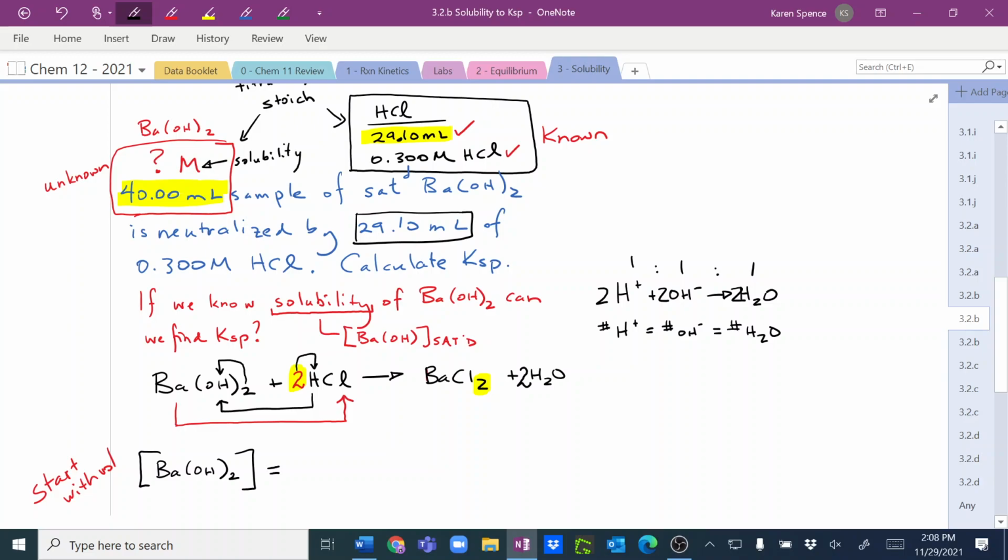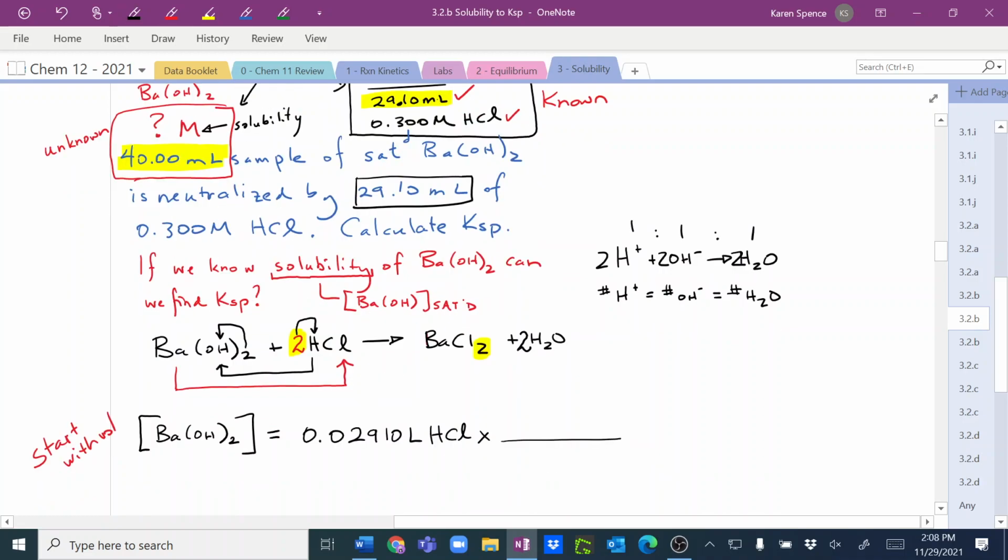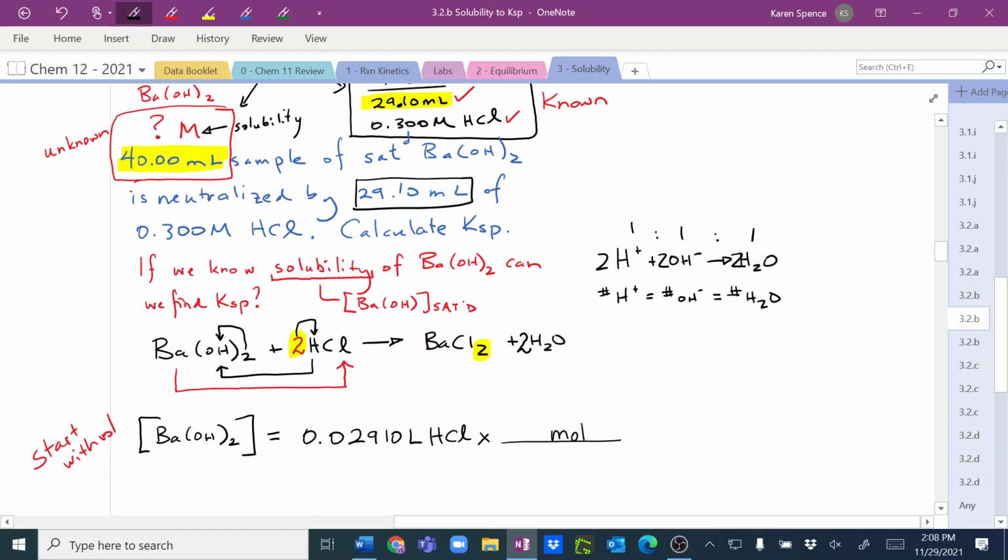Okay. So let's start with our liters, 0.02910 liters, and that's of my HCl. And I want to first find the moles of HCl. So we need to cancel liters. Do I know the moles per liter of HCl? Yes, it is given to us in the question, 0.300 moles per liter.